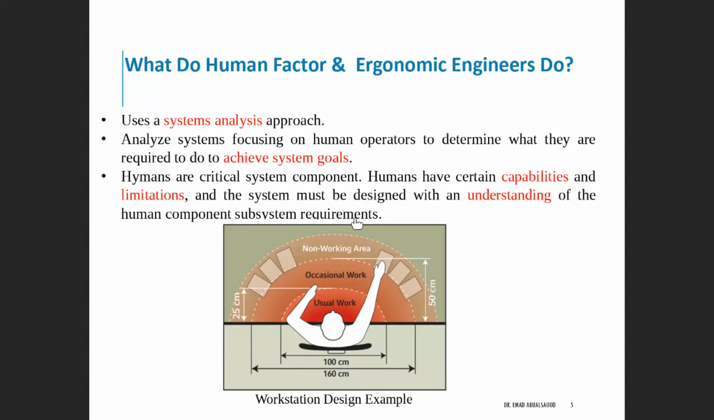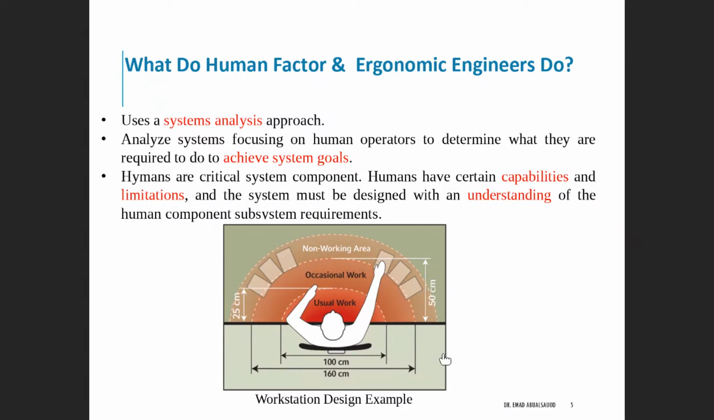So you have to understand the requirements and the limitation and the capability of the human as they are playing a major role in your system, so you can achieve your system goals and also you fulfill the human requirements that are caused due to their capabilities and limitation.